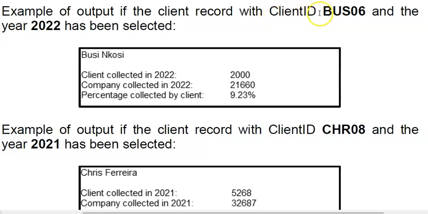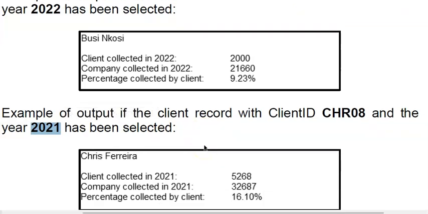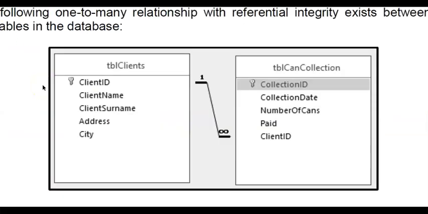This is an example of the client with the ID BUS06 for the year 2022, Busin Corsi, and here we have Chris Ferreira. That is his client ID selected in that top DB grid, and the year 2021. Check your output, and I'll show you the memo soon. The first part of this question is asking us to display the name and surname of the client. So take note of the fact that the field is actually in TBL clients. From there on, we will loop through TBL can collection.